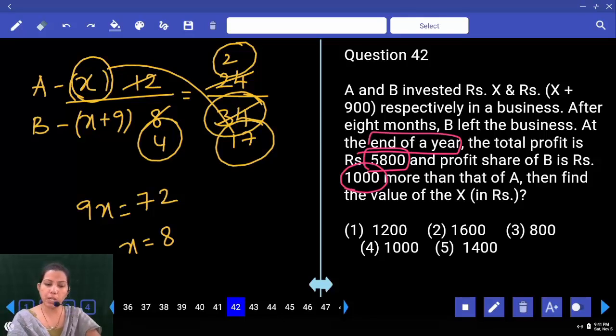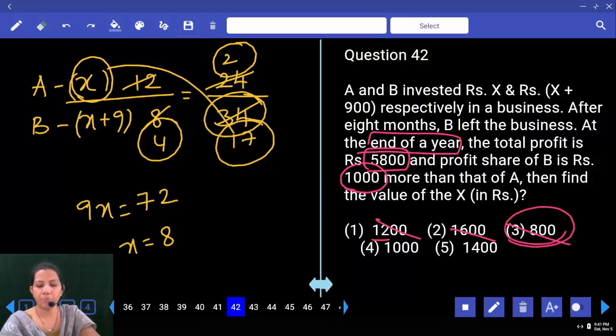What is the first option? 12. 12 plus 9 is 21. Is it a 17 multiple? No. Next, 16 plus 9. What is 16 plus 9? 25. It is also not a 17 multiple. Next, 9 plus 8. It's a 17 multiple. Maybe the third option. Next, 1000 plus 9, 1009. It is also not a 17 multiple. 14 plus 9, 23 is also not a 17 multiple. Clearly it is only 800.